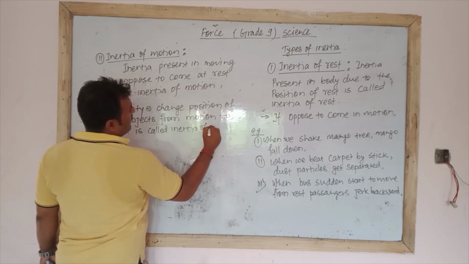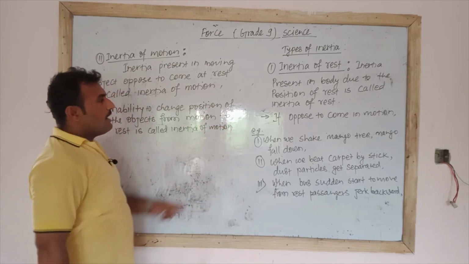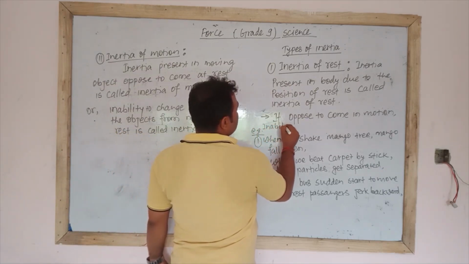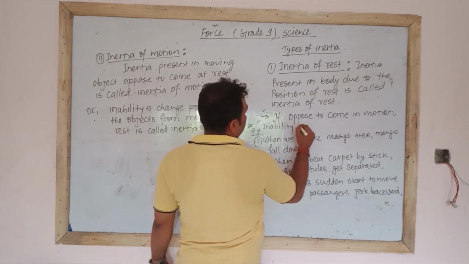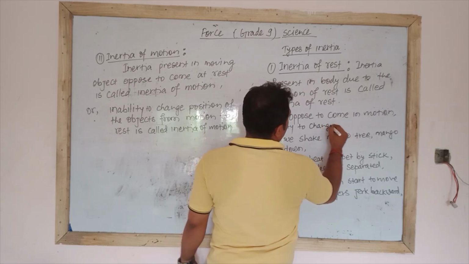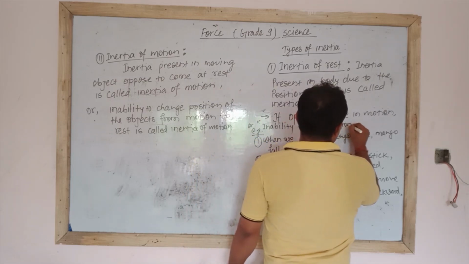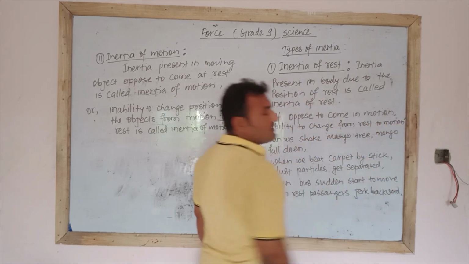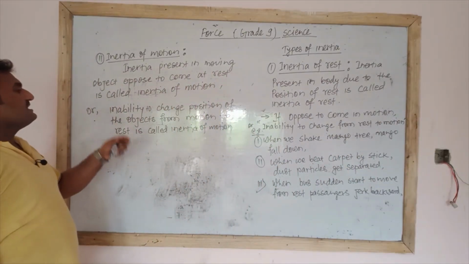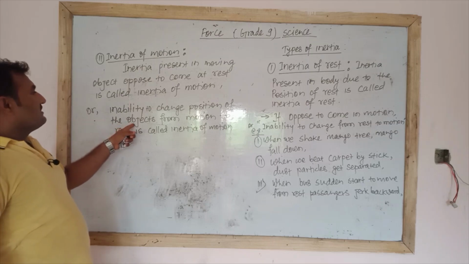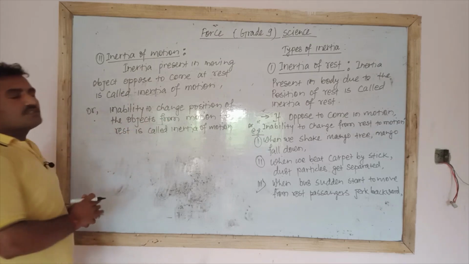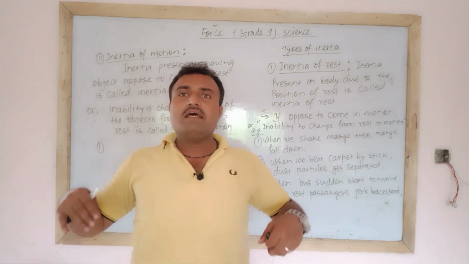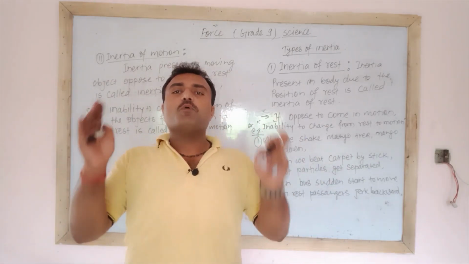And inertia of rest we can also define as the inability to change from rest to motion, which is called inertia of rest. Here, the inability to change the position of objects from motion to rest is called inertia of motion. Due to inertia of motion, objects oppose coming to rest. Moving objects oppose coming to rest.